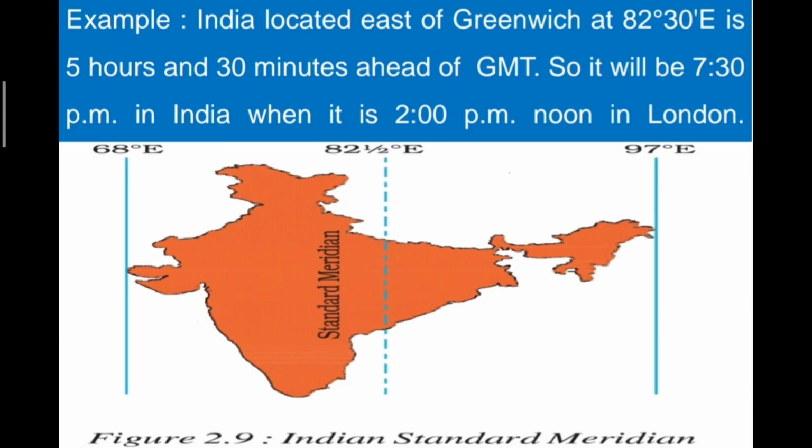For example, India, located east of Greenwich at 82 degrees 30 minutes east, is 5 hours and 30 minutes ahead of GMT. So it will be 7:30 p.m. in India when it is 2 o'clock in the afternoon in London. This means India is 5 hours and 30 minutes ahead of Greenwich time.